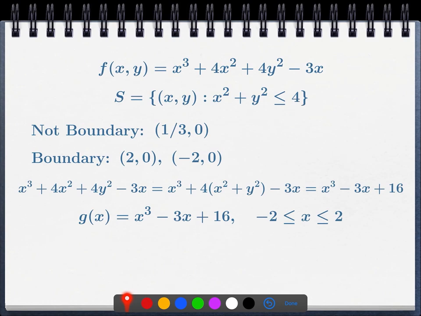So let's take the derivative. G prime of x is 3x squared minus 3. We want to set that equal to 0. You can see x squared will be 1, so x is plus or minus 1. So we get these two values of x we want to consider on the boundary.